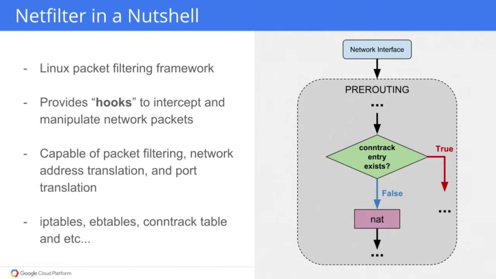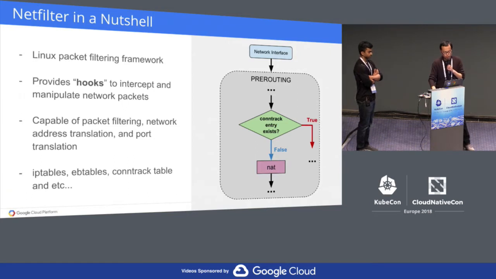The next background knowledge is Netfilter. Netfilter is a very important Linux component. It stands for the Linux packet filtering framework. It gives hooks to allow users to intercept and manipulate network packets. It's capable of network filtering, which is used by network policy, and also network address translation, or NATing, and port translation, which is used by kube-proxy to do service load balancing. iptables, ebtables, conntrack tables, and so on are all part of the Netfilter framework.